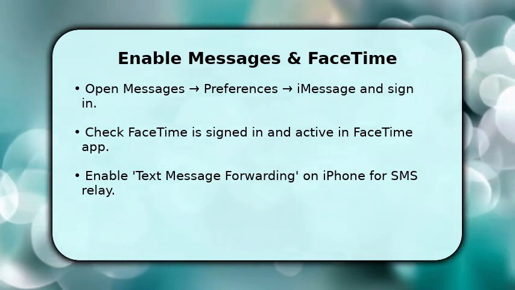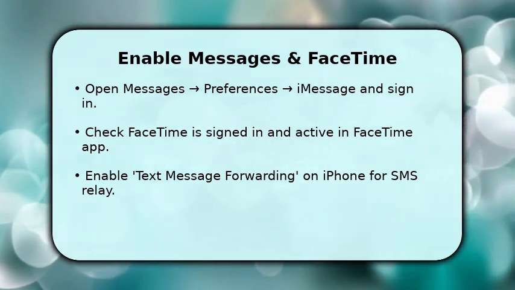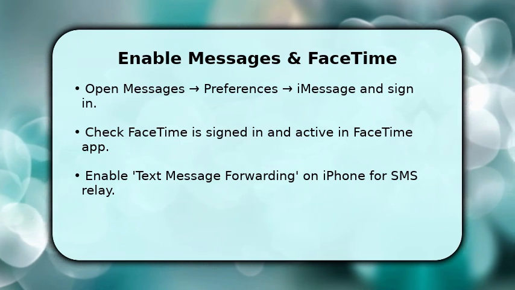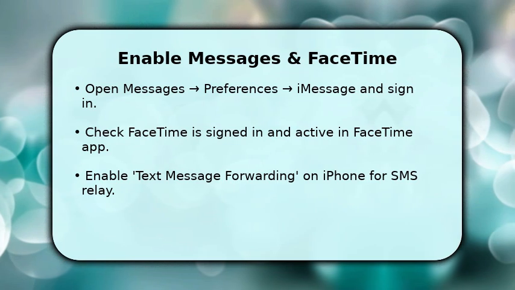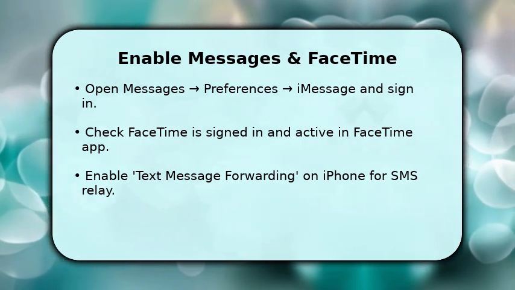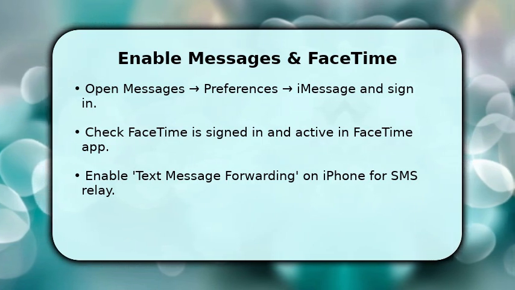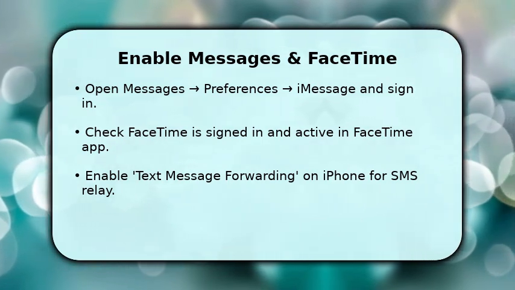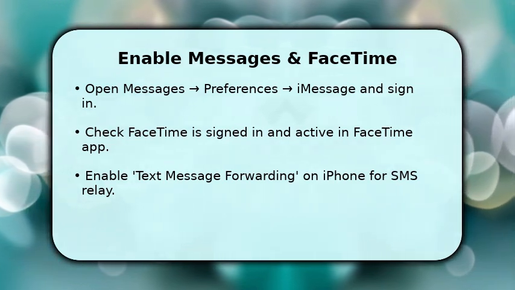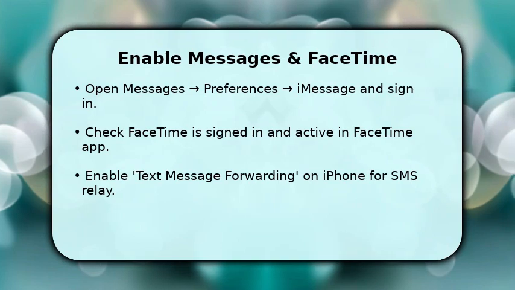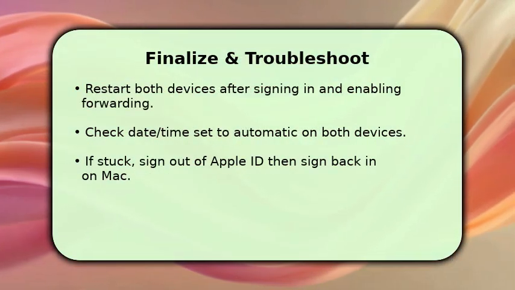Next, open FaceTime and verify the same Apple ID is active because FaceTime and Messages share activation infrastructure. On your iPhone, go to Settings, then Messages, then Text Message Forwarding, and enable your Mac so SMS can route through. Once done, finish by forcing a clean restart and verifying system clocks so tokens validate correctly.